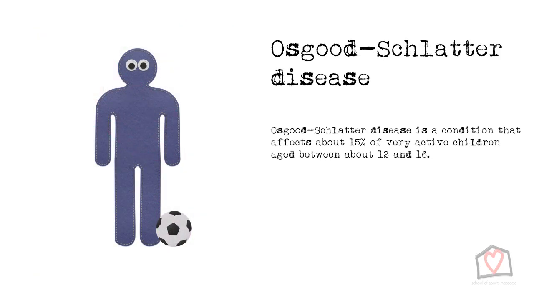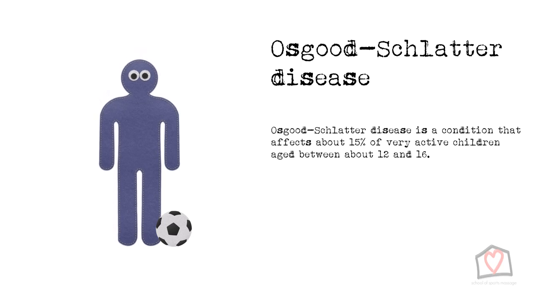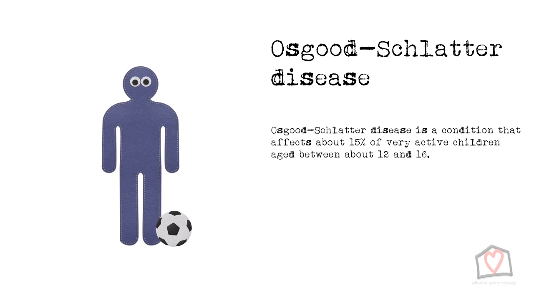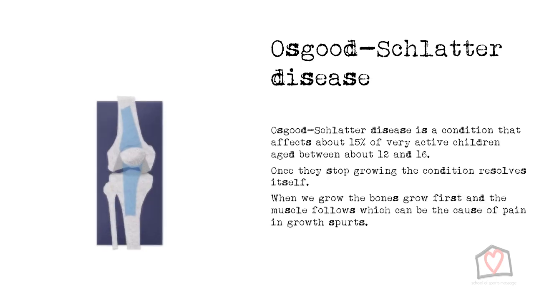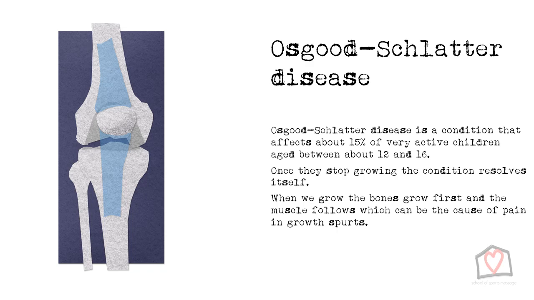Osgood-Schlatter's disease is a condition that only affects about 15% of very active children between about the ages of 12 and 16. Once they have stopped growing, the condition will resolve itself. When we grow, the bones grow first and the muscles follow on. Often this is the cause of pain during growth spurts.